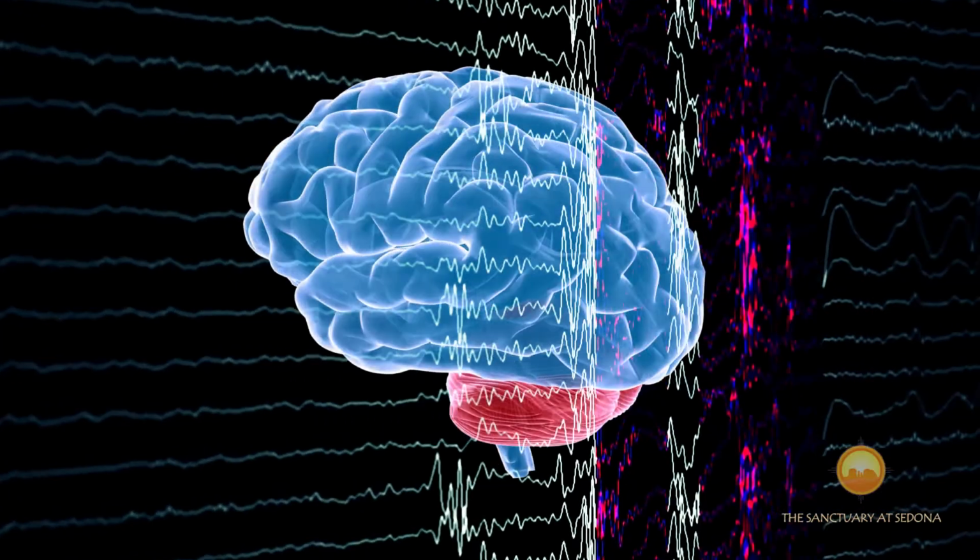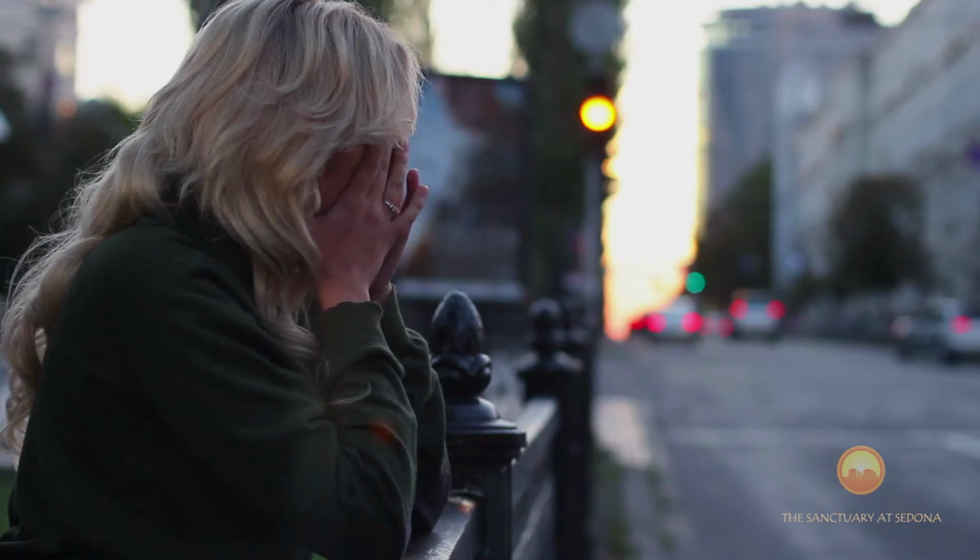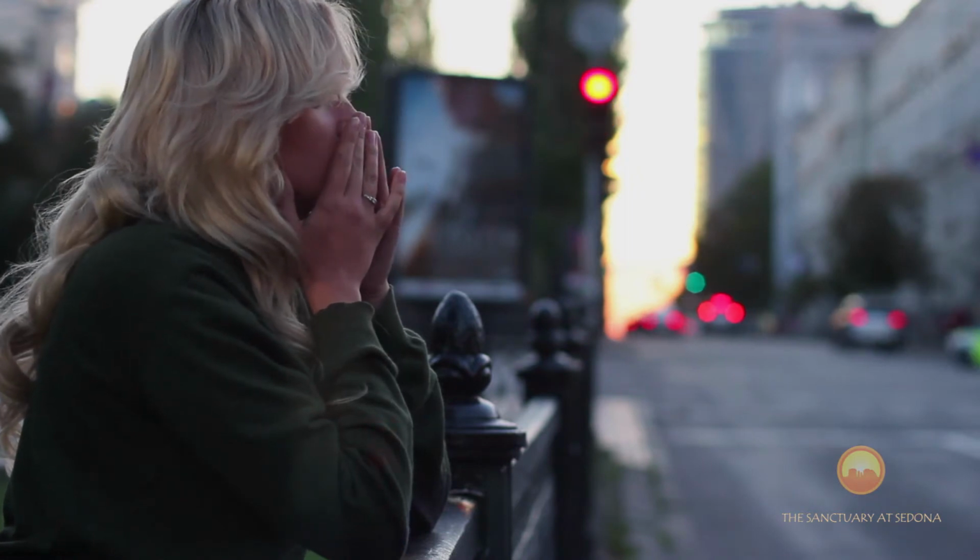Brains that are chaotic, of course, send chaotic signals to the body and create anxiety, depression, sleeplessness, restlessness, and the need to medicate that.